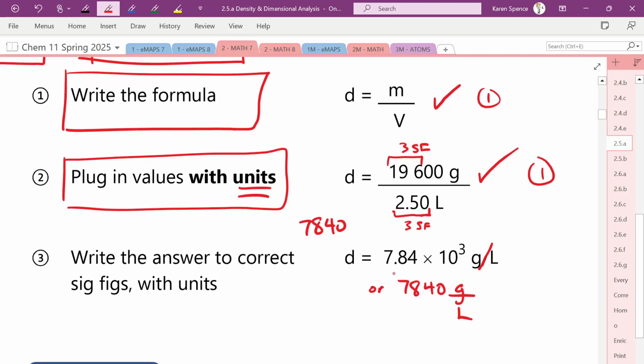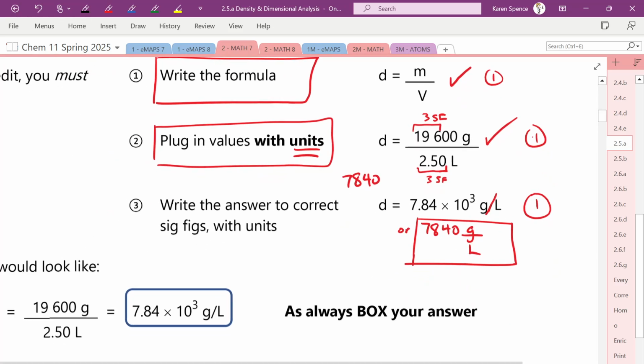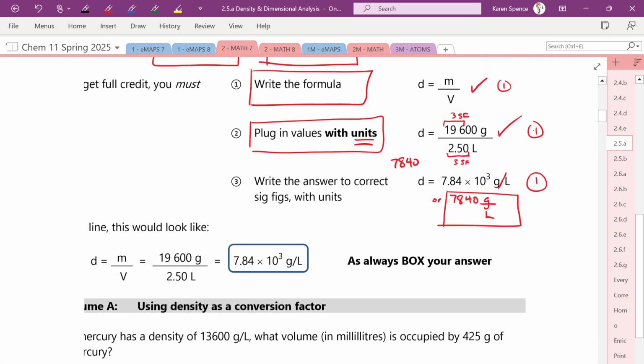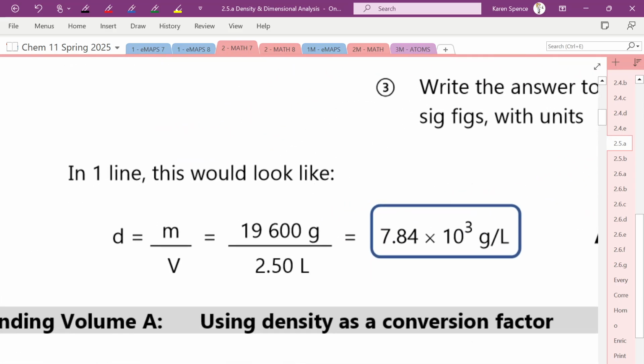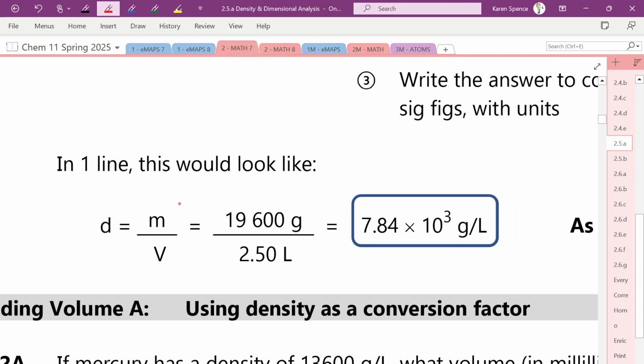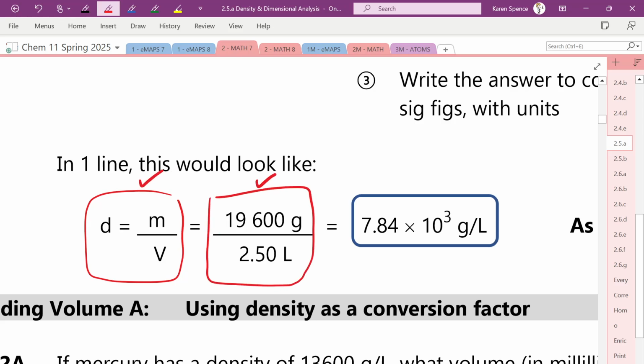Okay, and I would put a box around my final answer because boxing your final answer is always a good idea. So you would get 1, 2, 3 marks for this question, right? Writing the formula, plugging in the values with units, and then having your correct answer to correct sig figs with your units. Oh, look, I boxed my answer there. You don't have to write it in 3 steps. You would just do it in one line. You would write your formula. You would plug everything in, and then you would write your answer, and that would be out of 3. 3 out of 3. Yay! Okay.